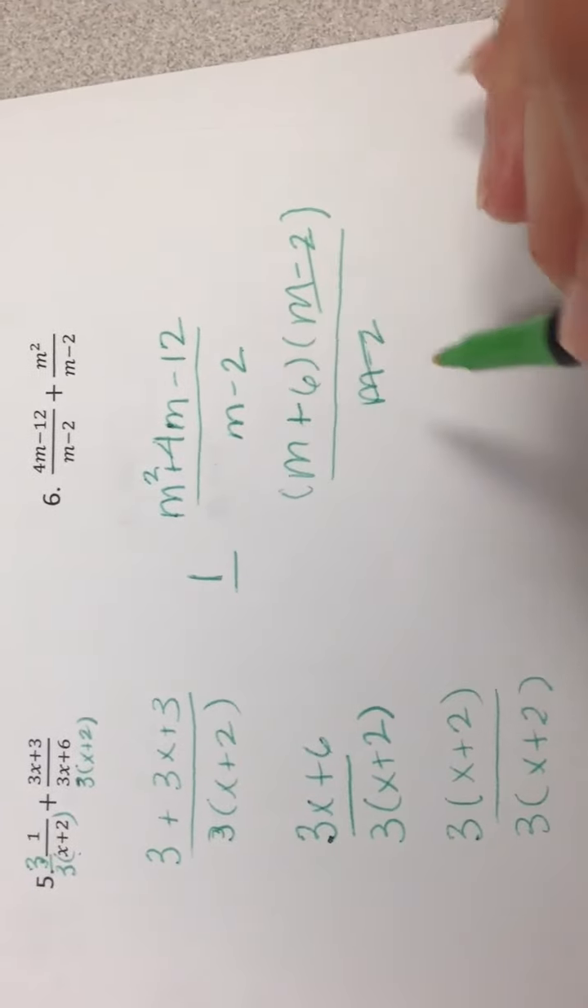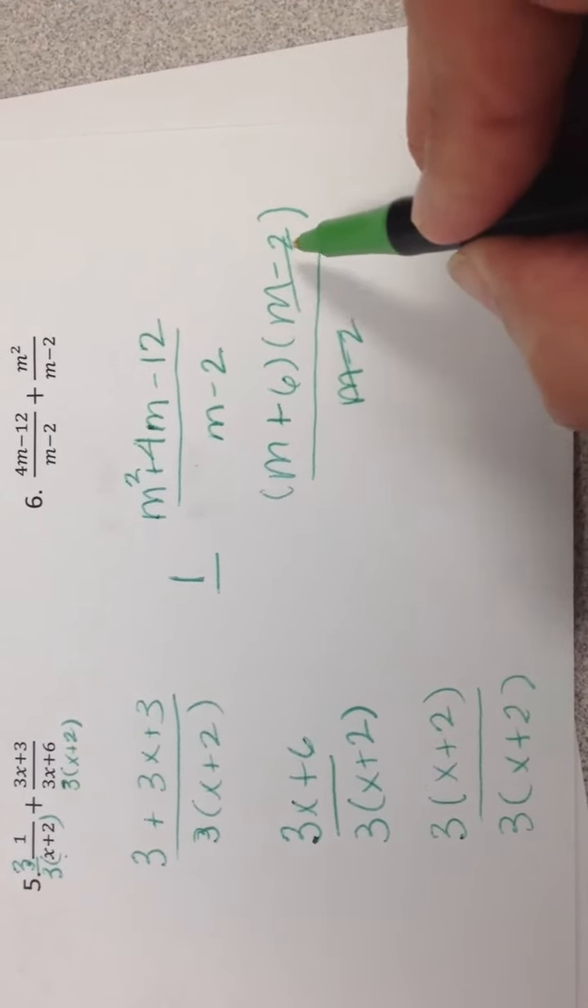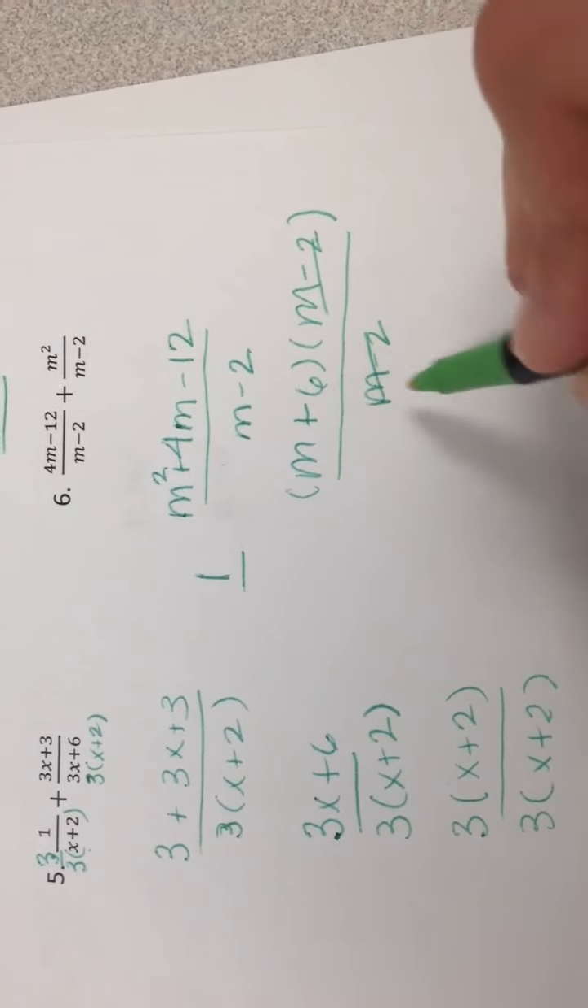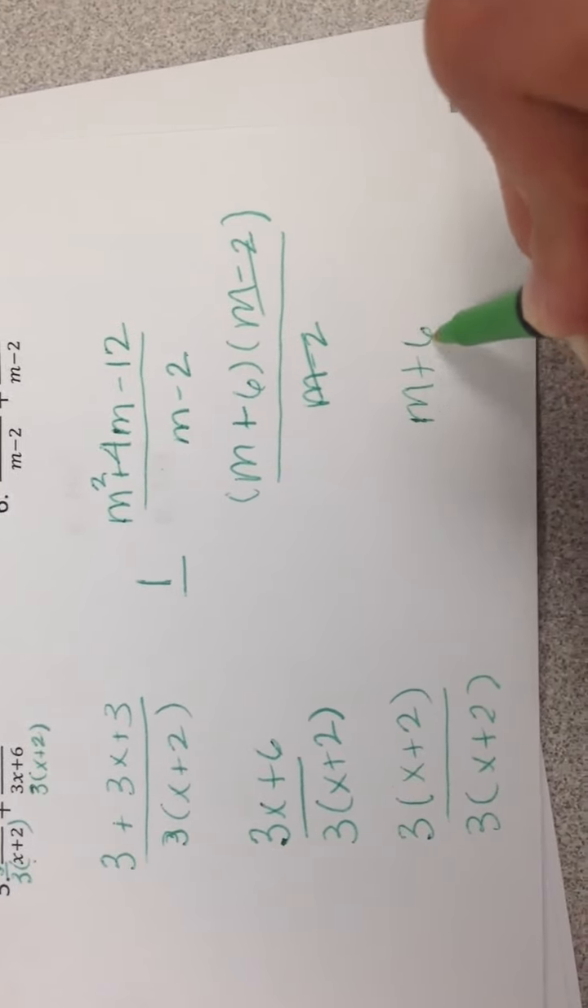Cancel out the like terms there, because m minus 2 divided by m minus 2 is the same thing, and those aren't like terms, they're like factors, sorry. And that leaves us with m plus 6.